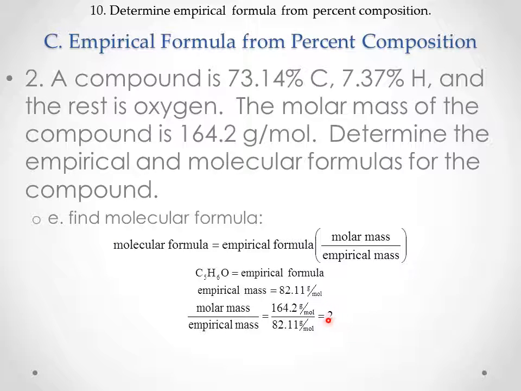The fact that this is 2 tells us there's twice as many atoms in the molecular formula as there is in the empirical formula. So all we're going to do is take our empirical formula, the C5H6O, multiply all the atoms by 2. So that gives us C10H12O2. So in this particular compound, in one molecule, there'd be 10 atoms of carbon, 12 atoms of hydrogen, 2 atoms of oxygen. That's the molecular formula.